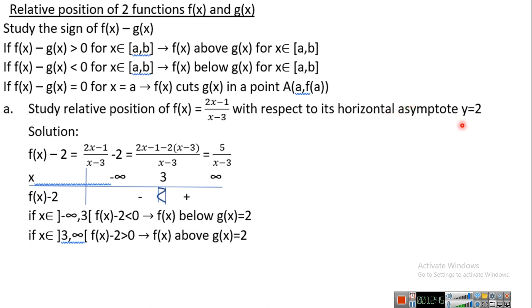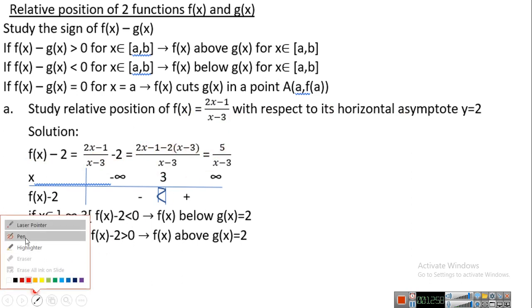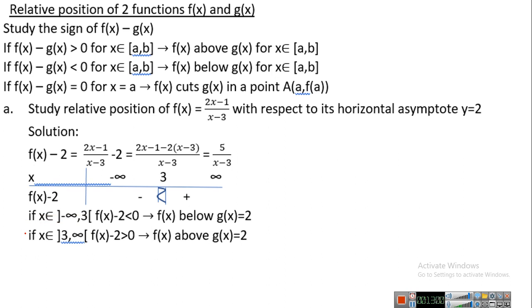So I gave you here. You need to study the sign of f(x) minus 2. You write f(x) minus 2, you put the same denominator, and you're going to get this one. Now we want to find the table of sign. Here I don't have x to find the root, so I have only 3 down, and this 3 is impossible. Why? Because it's in the denominator.